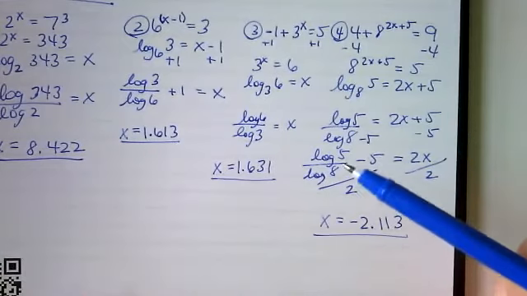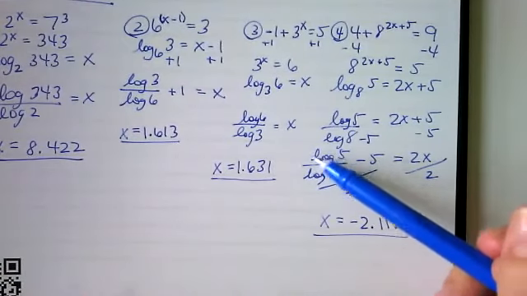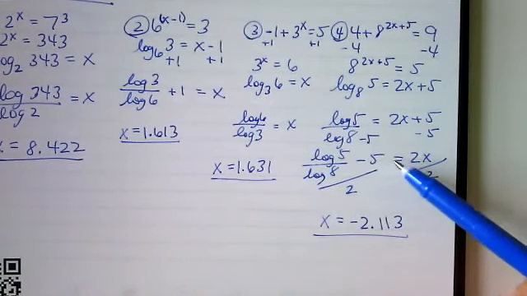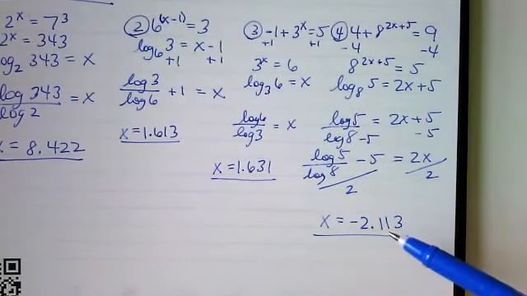Make sure you are doing those steps in the correct order. I'm dividing the logs, doing the change of base, then I'm subtracting 5, and then I'm dividing by 2. Okay, so make sure you're doing that in the correct order, and this is the answer that you should get.